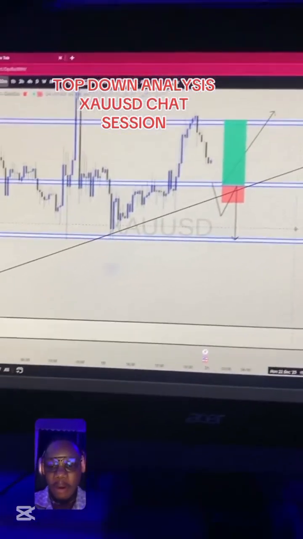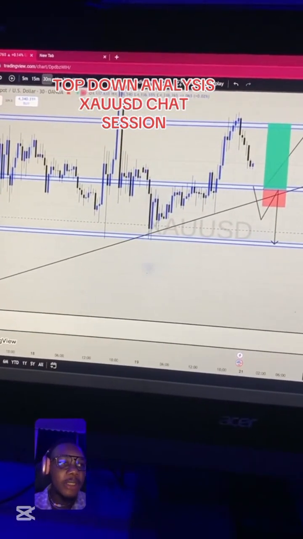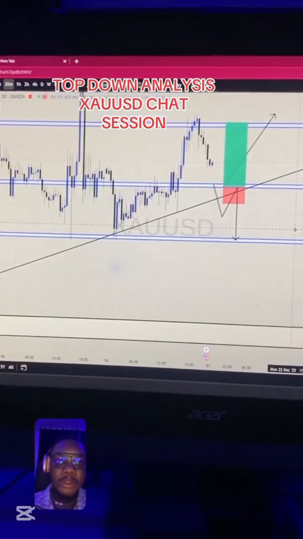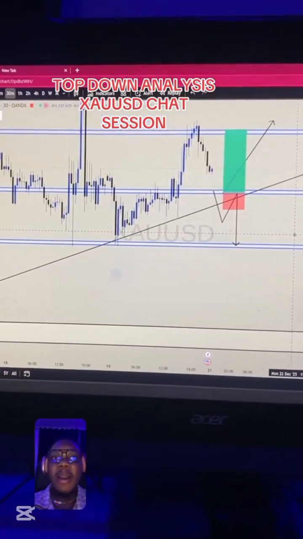So that is it on gold. I'll analyze US30, JPUSD and BTC. Okay, I don't want this to be very long, but this is my bias on gold.